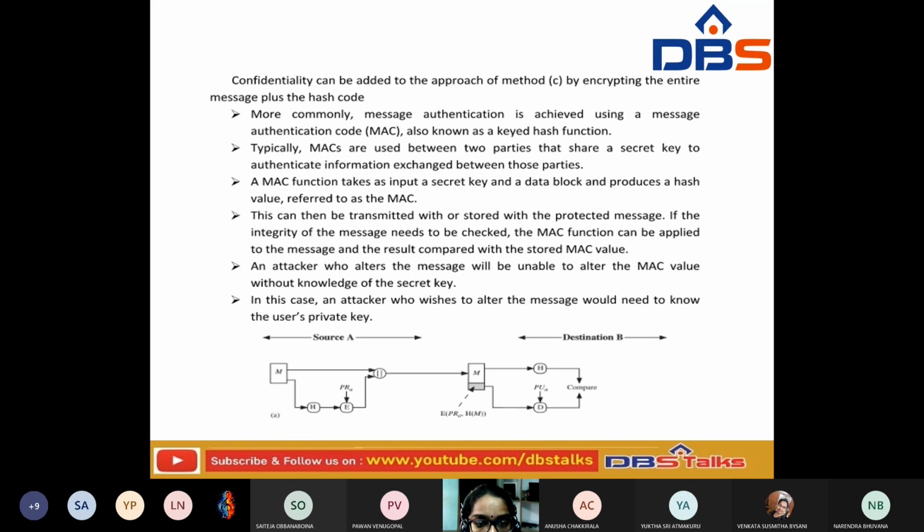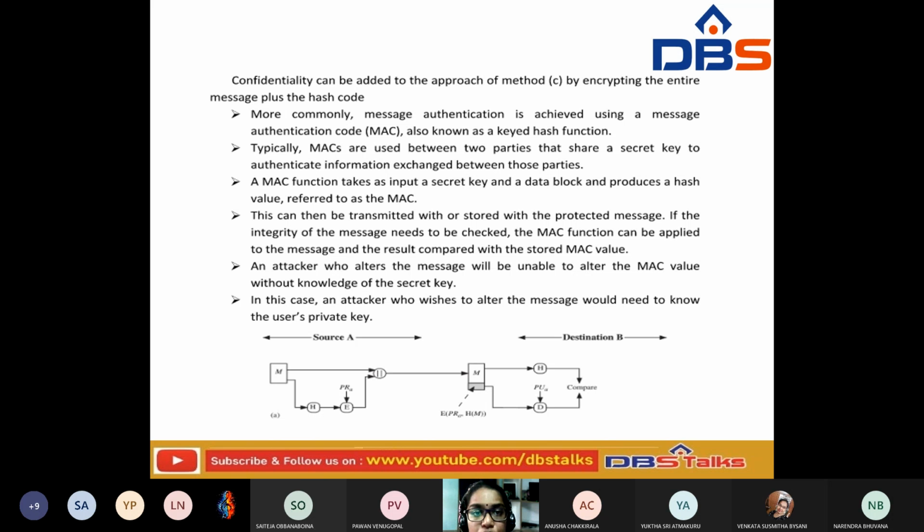This is the message M. Why do we have to provide confidentiality? If it is a normal message, there is no need to provide confidentiality. But if the message is related to higher officials or higher authorities, or some large companies are going to send some confidential matters, we have to apply the confidentiality concept.